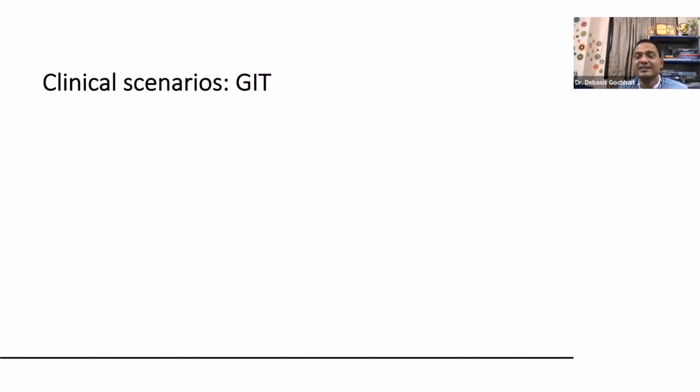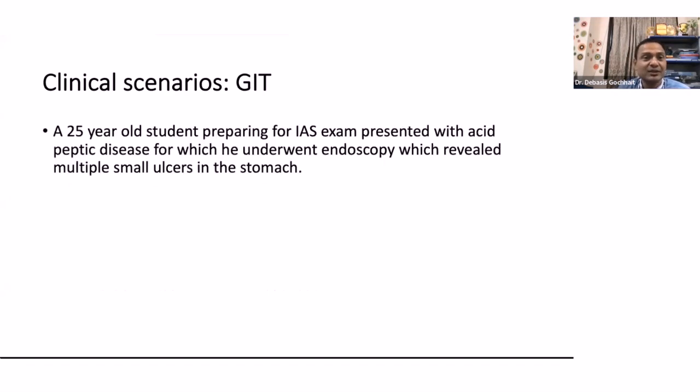Then we will go to a case scenario in the gastrointestinal tract. So here comes a 25-year-old male student who is preparing for an entrance exam with history of peptic disease, for which he underwent an endoscopy, which revealed multiple small ulcers in the stomach. So what is the probable diagnosis? He is young, he is preparing for an exam, and he has APD, acid peptic disease. He underwent endoscopy, we saw multiple ulcers. Now what do you think is the likely cause?